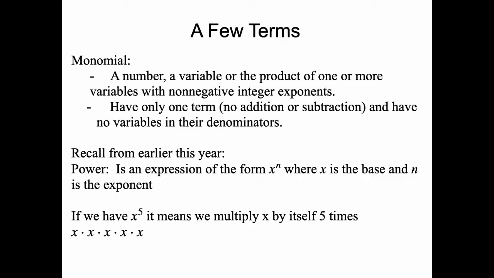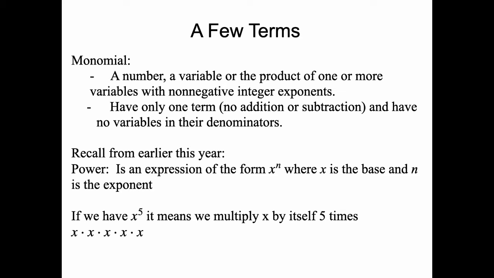So first, a few terms. A monomial is a number, a variable, or the product of one or more variables, and the variables have non-negative integer exponents. They can have only one term, so there's no addition or subtraction, and they have no variables in their denominators.